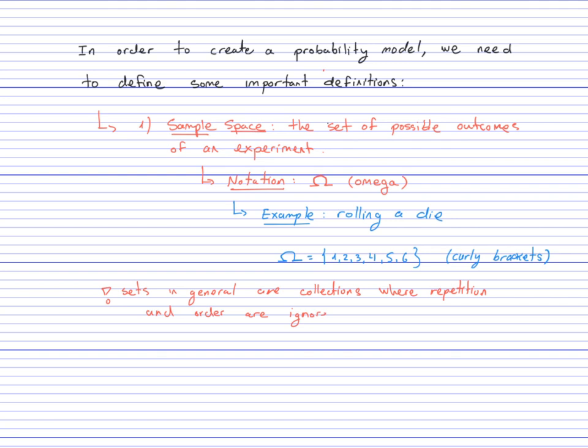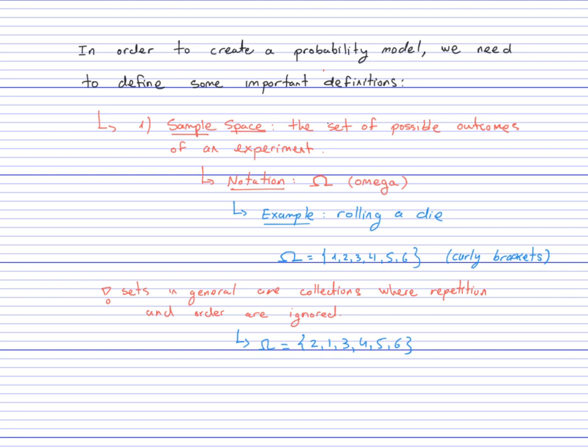What do I mean by that? For example, if instead of writing omega is 1, 2, 3, 4, 5, 6, you write it as 2, 1, 3, 4, 5, 6, that's exactly the same. Those two are equivalent. And even if you write 6 twice, that's exactly the same. Therefore, in general, we said that repetition and order are ignored. You don't need to repeat objects that appeared already in the set. And even if you change the order, that's exactly the same.